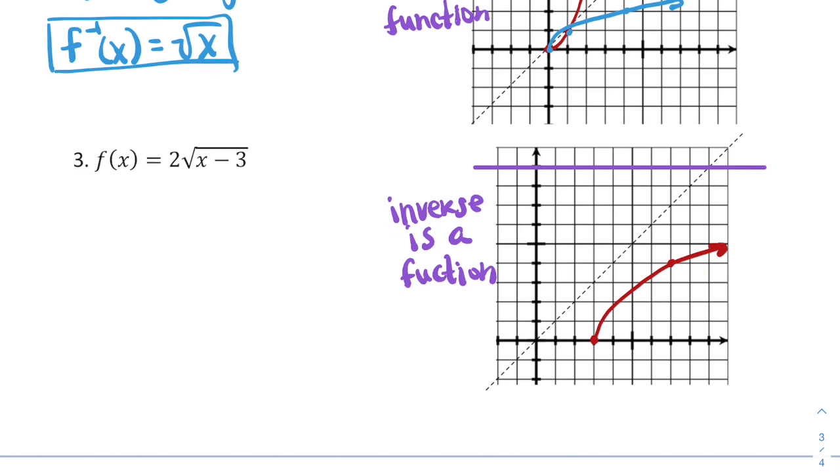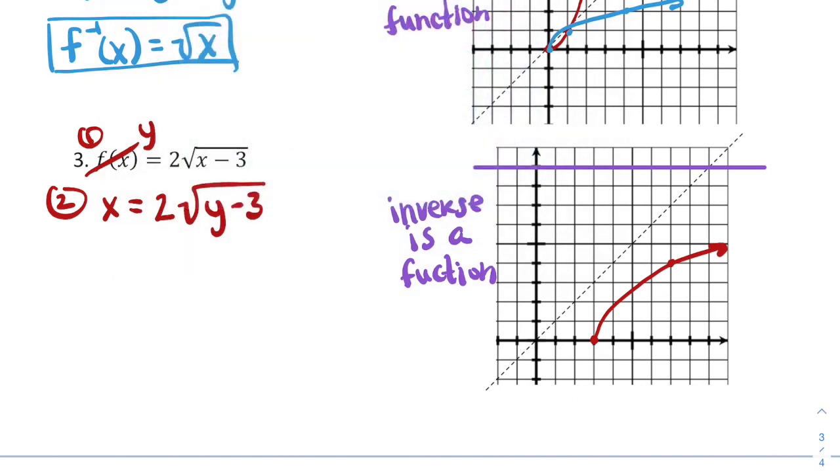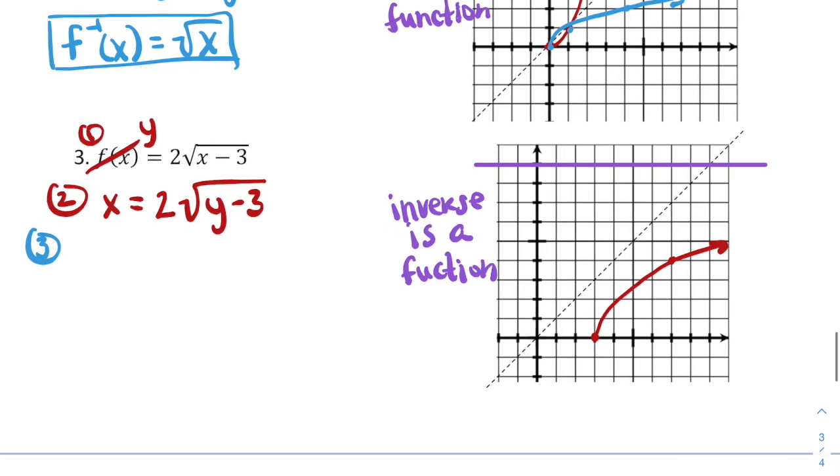All right, let's go ahead and find the actual inverse. Step 1, change to y. Step 2, switch x and y. Step 3, solve. So we're going to solve for our new y value. First thing I want to do is get rid of the 2 that's out in front because I want to isolate the root so that I can square it.